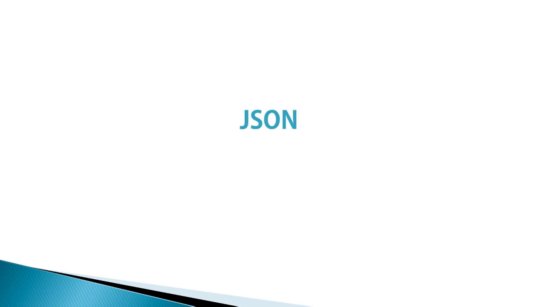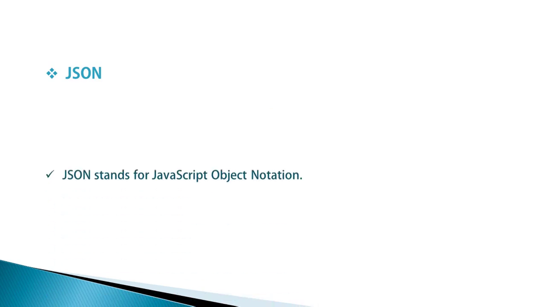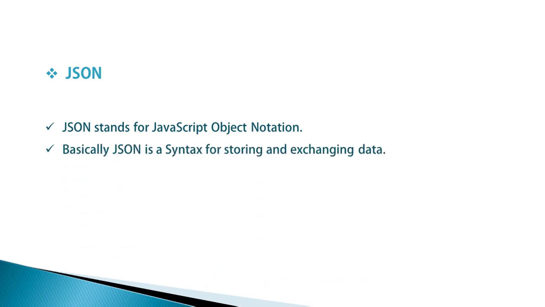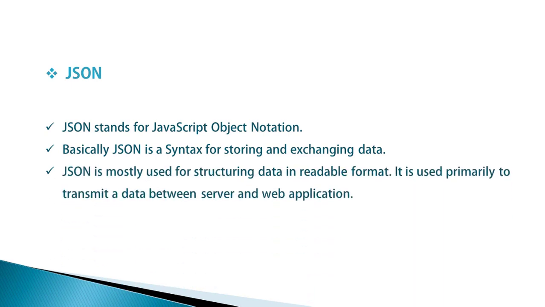In this tutorial, we will learn what is JSON. We will understand what is the use of JSON and where you can use it. So let's get started. JSON stands for JavaScript Object Notation. Basically, JSON is a syntax for storing and exchanging data.